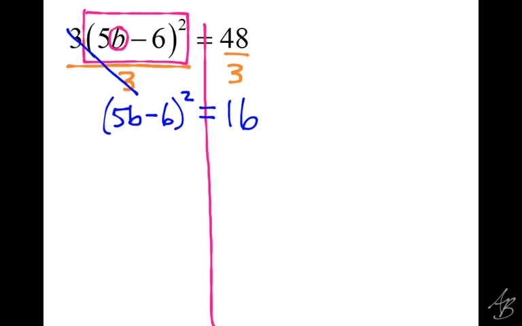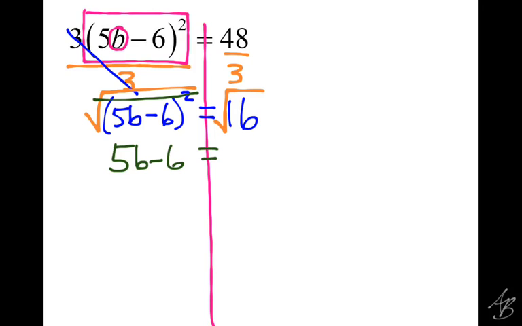Now the square is by itself, so I can get rid of it by doing what? Take the square root. So we're going to take the square root on the left side to get rid of the square, and then we're going to take the square root on the right side because we did it on the left side. Alright, so the square and the square root cancel each other out now, which leaves what? On the left side? 5b minus 6.